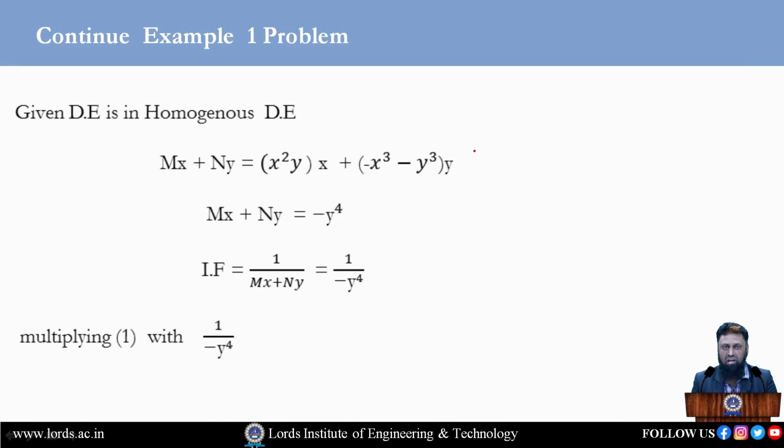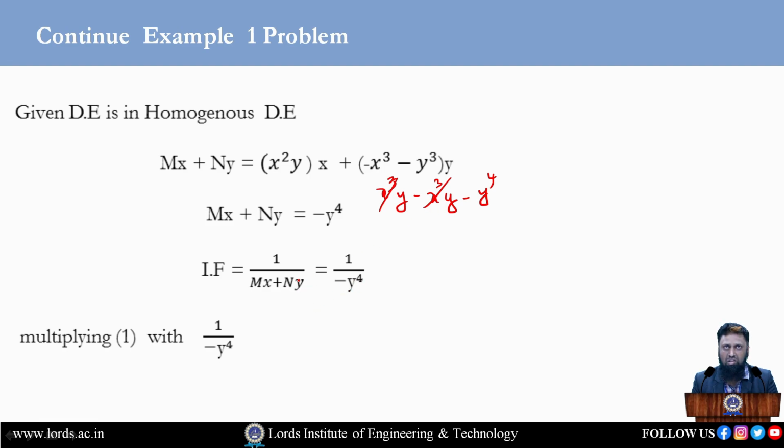The given differential equation is a homogeneous differential equation, so the integrating factor is 1 by (Mx plus Ny). The M value is x square y, so we write x square y times x, plus the N value, minus (x cube plus y cube), times y. Multiplying, you get x cube y minus x cube y minus y power 4. Here x cube y plus and minus is cancelled, you get minus y power 4. So the integrating factor formula is 1 by (Mx plus Ny), and in place of Mx plus Ny we get minus y power 4.